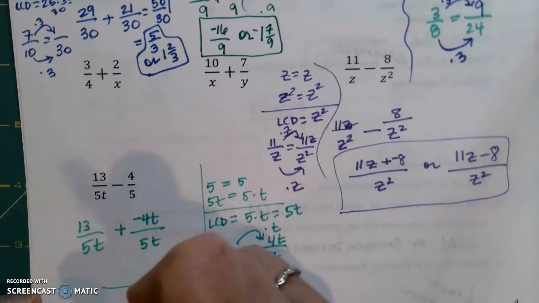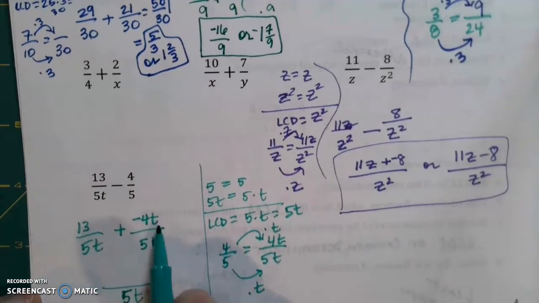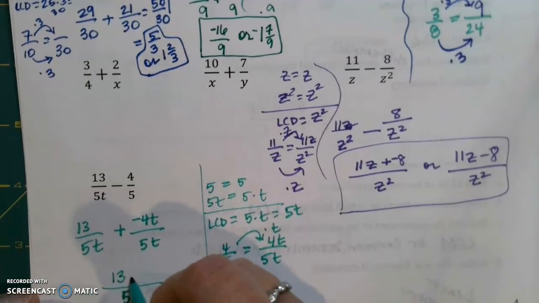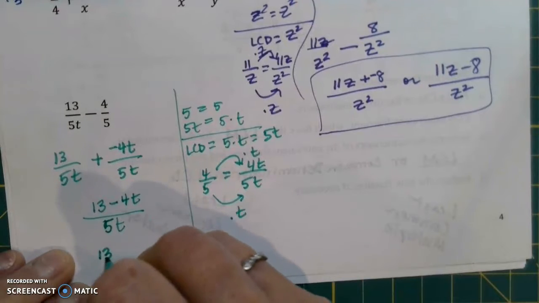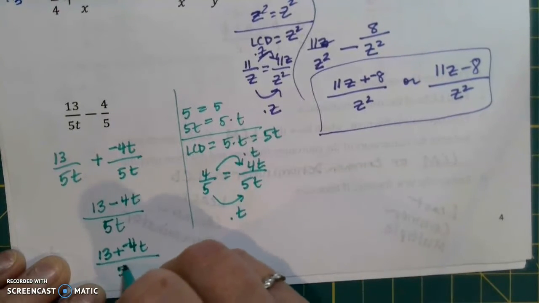So the last bit here is, remember, we are going to keep that common denominator and just put those two terms together. So 13 minus 4t. You could also have 13 plus the opposite of 4t, or plus negative 4t.